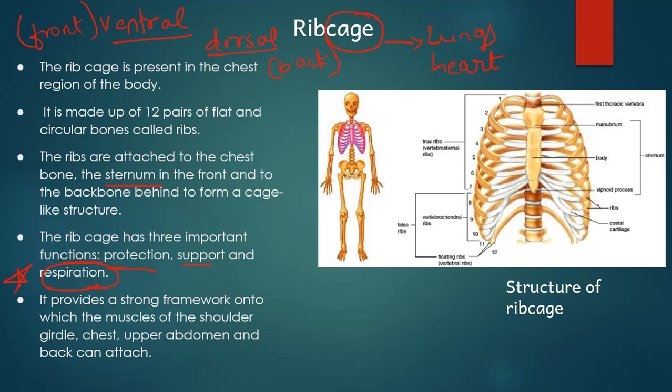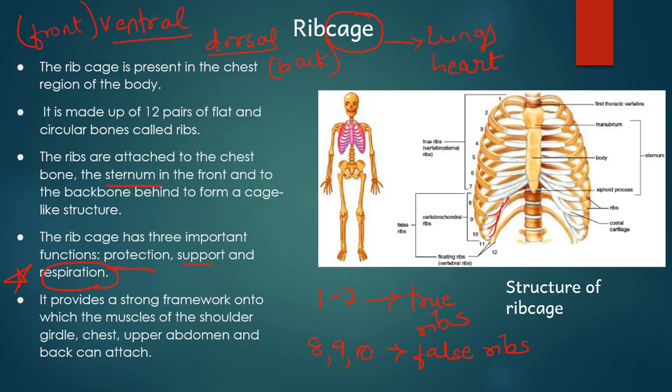Remember this. In addition to this, ribs number 1 to 7 are said to be true ribs because they are directly attached to the sternum, whereas number 8, 9 and 10 are indirectly attached to the sternum. You can see here they are first attached to number 7 and then number 7 is attached to the sternum. Since they are indirectly attached to the sternum, they are said to be false ribs.